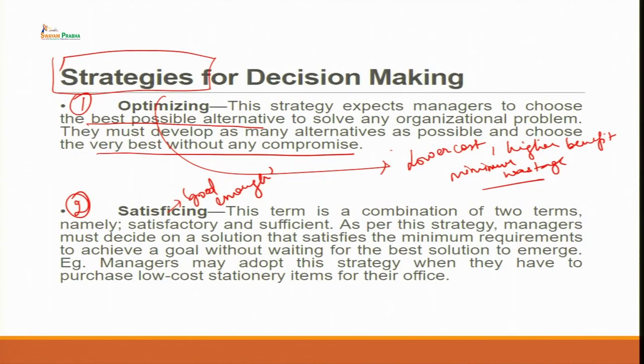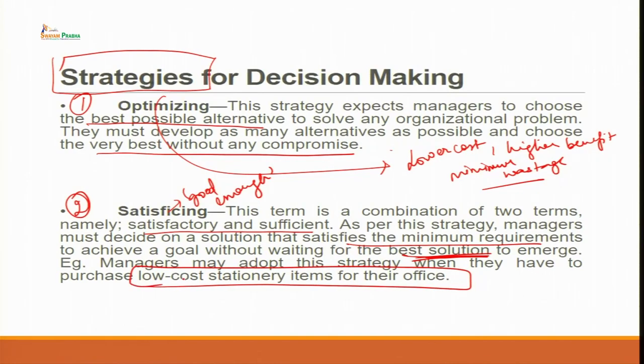This term is a combination of two terms, satisfactory and sufficient, and as per this strategy, the manager must decide on a solution that satisfies the minimum requirements to achieve a goal without waiting for the best solution to emerge. For example, managers may adopt this strategy when they have to purchase low cost stationery items for their office, so they don't go for multiple options here.